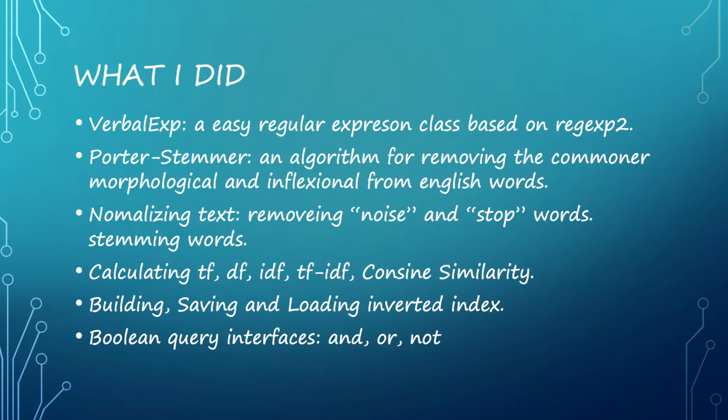Number three is normalizing text. It can remove noise and stop words, and then stem words. Number four, calculating the IDF weight and cosine similarity. Number five, building, saving, and loading the inverted index. Number six is a query interface. It can do and, or, not operations.